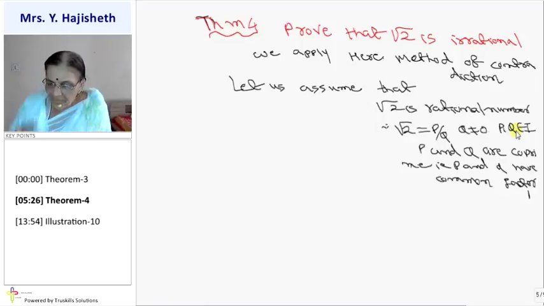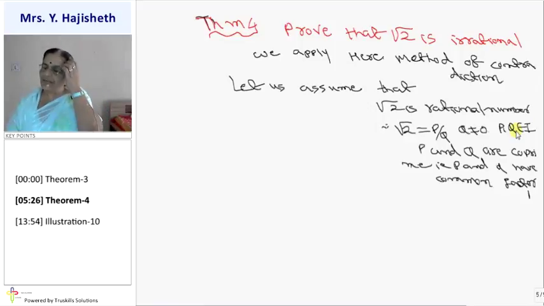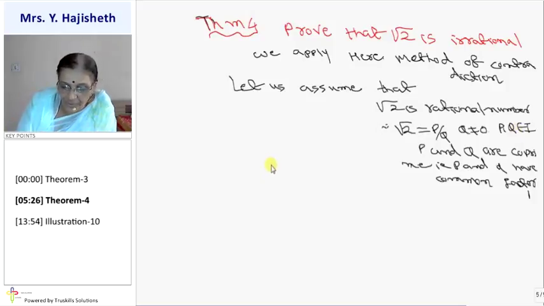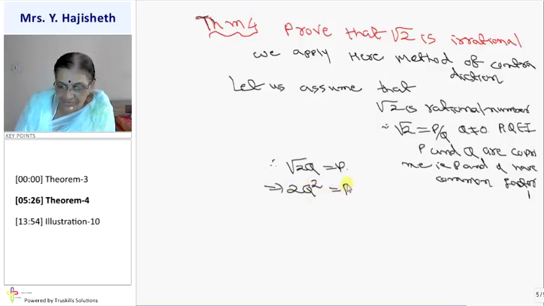That is the definition of a rational number. I assume that root 2 is rational, and that it can be expressed as P by Q, where P and Q are integers, Q is not 0, and P and Q are co-prime. मतलब HCF of both P and Q is 1. मतलब your P by Q is in a simplified form or reduced form. Now, if I cross multiply, I will get root 2 Q is P, right? Squaring both sides, 2Q square is equal to P square.